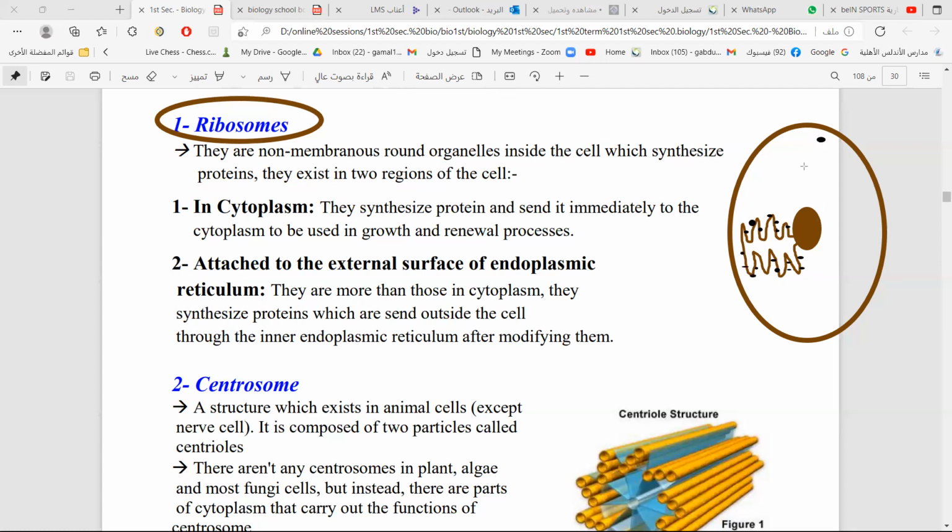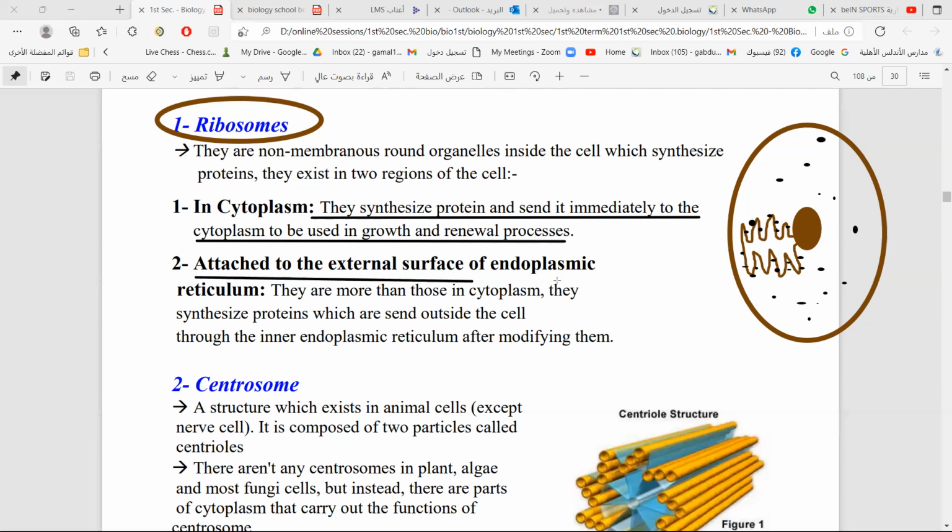And some ribosomes are free inside the cytoplasm. The function of these round-shaped organelles is synthesis of protein, making protein. They are the factory of protein inside the cell. They help in synthesis of protein and send it immediately to the cytoplasm to be used in growth and renewal processes.